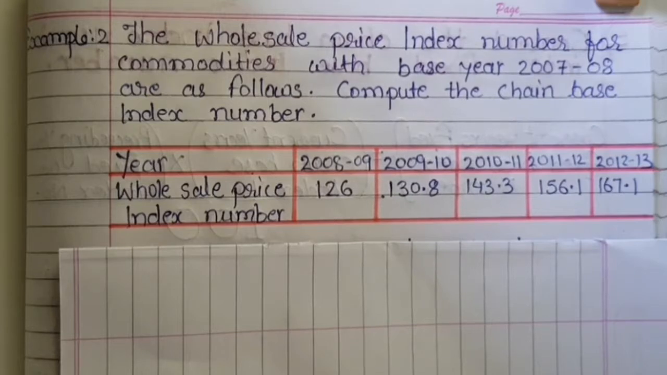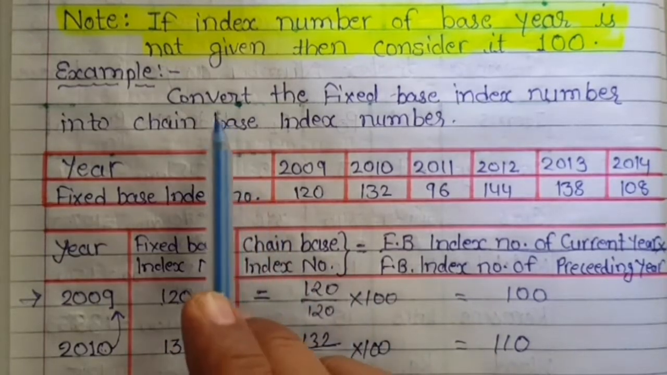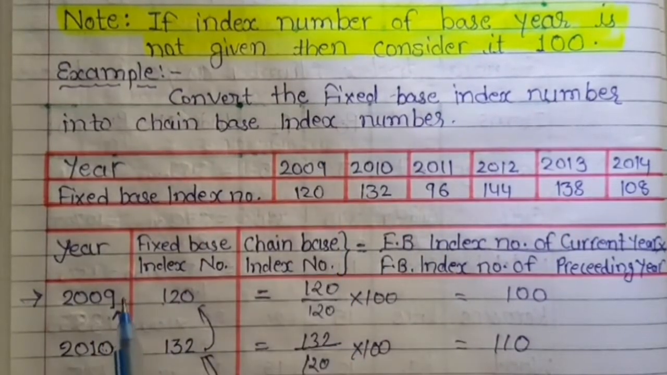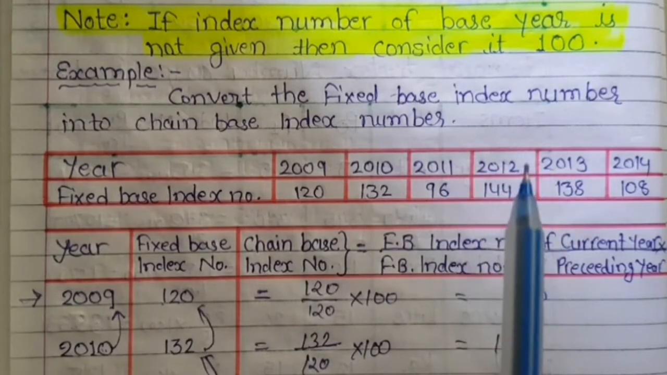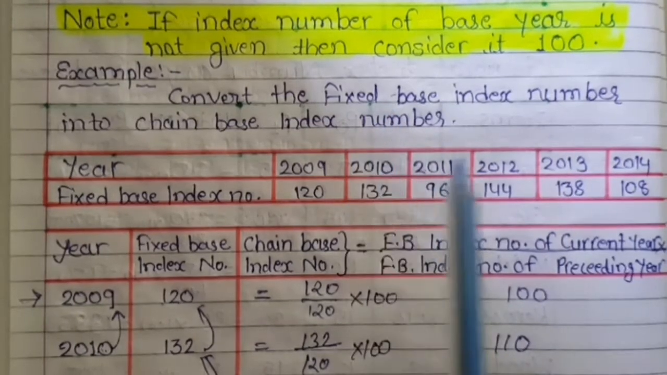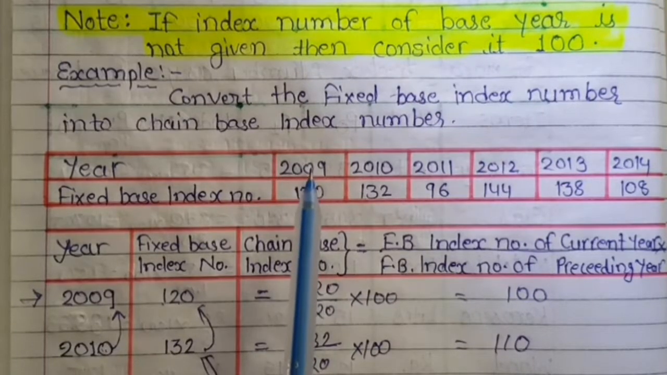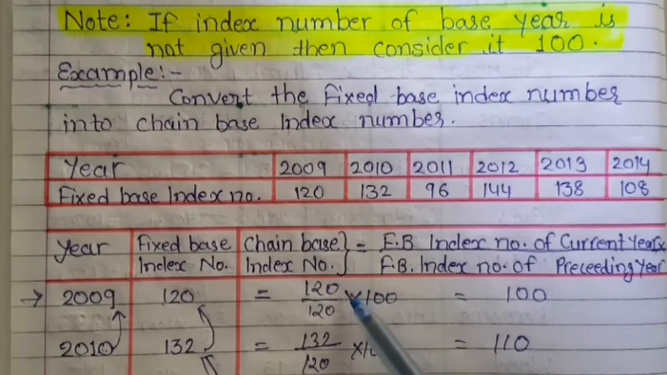I will make you understand, but before that I have to recall that question again. So friends, this was our first example. You can see here that the question directly said convert the fixed base index number into chain base, and our initial year was 2009. In that question it was not said which year we have to take as the preceding year or base year for 2009. We had taken 2009 itself as the base year. So we had written here 120 upon 120 into 100.